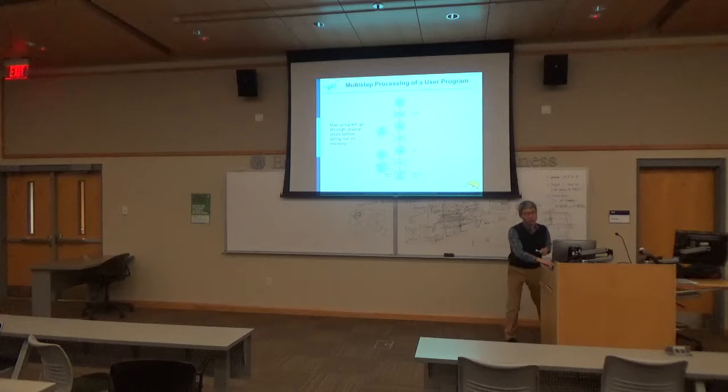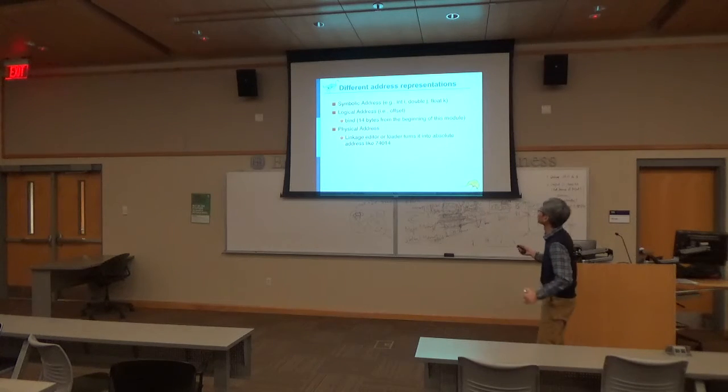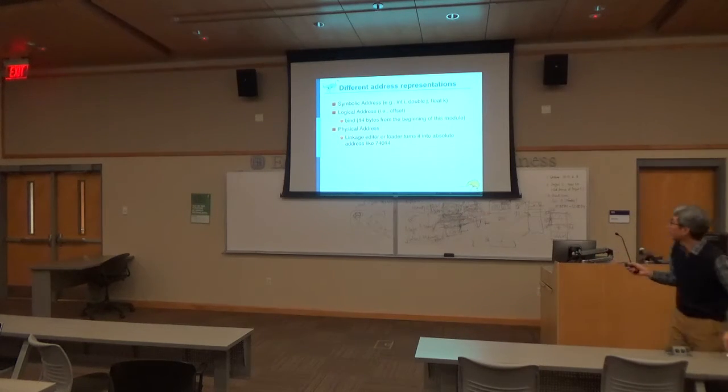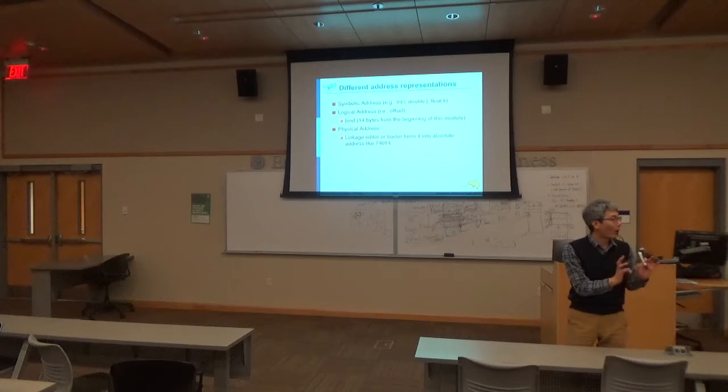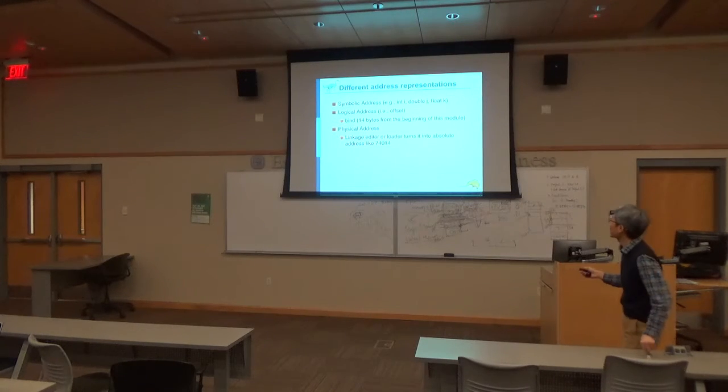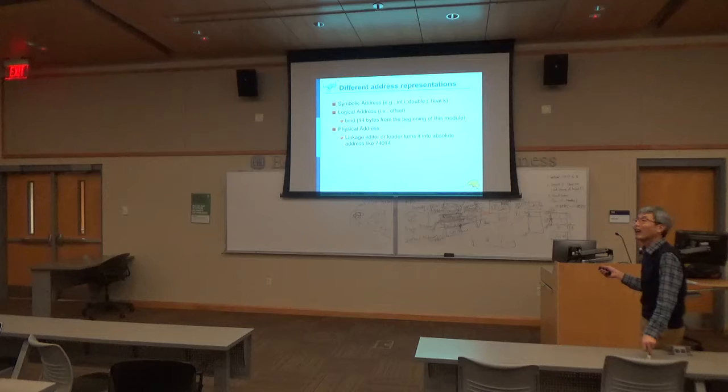So we have different types of address. The first, the symbolic address, is at our source code level. A source code level address is like the integer i. We do not use the memory address or offset to access the data. Instead, we just use the integer i or the file and so on.